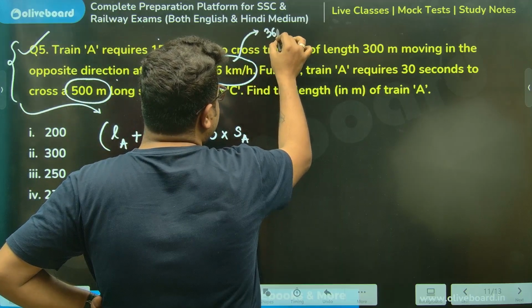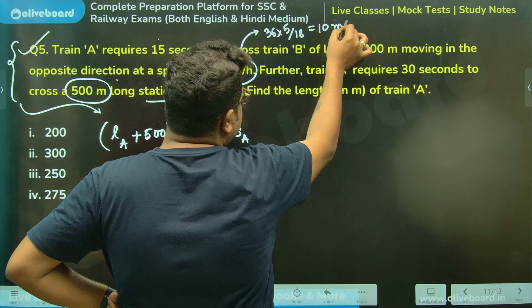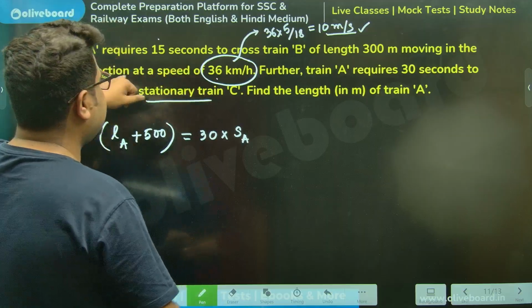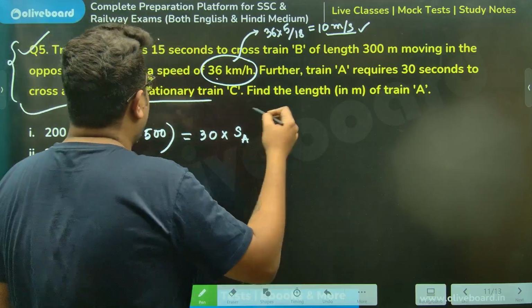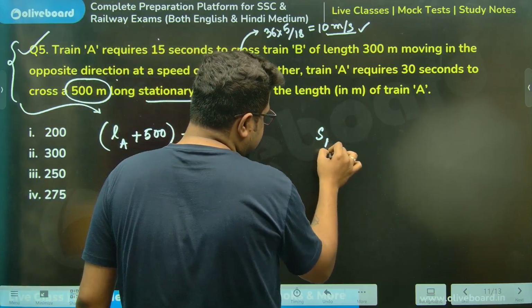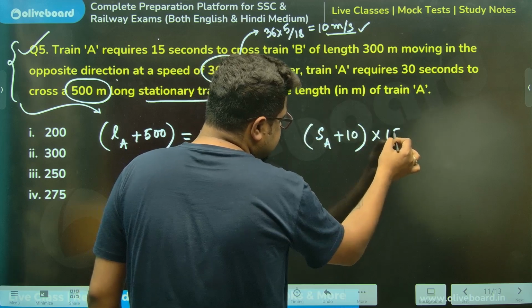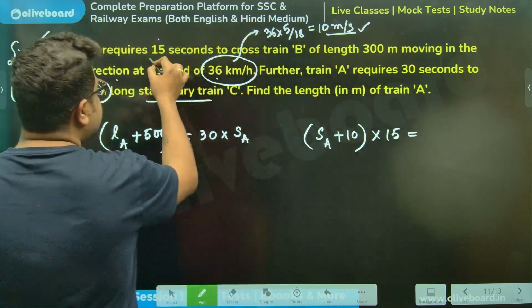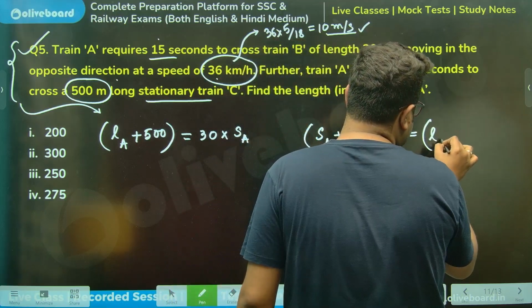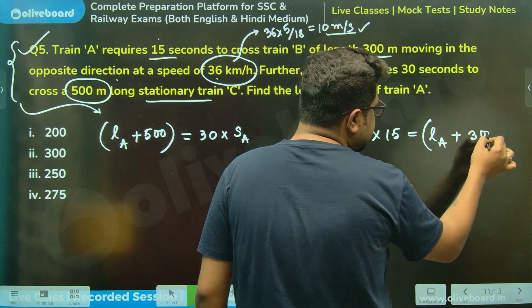So 36 into 5 by 18, which is 10 meter per second. It will be easier for us to calculate as well, right? So this is the speed of train B. Again, opposite direction, so relative speed in this case will be speed of A and speed of B is 10, into time, which is 15 seconds, equal to length of train A plus length of train B, which is given to you as 300 meters.